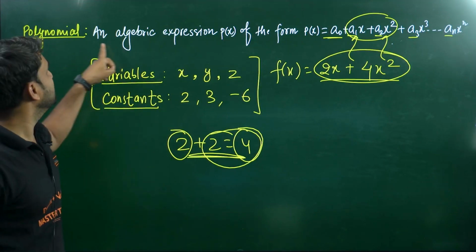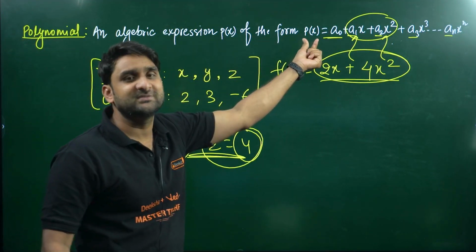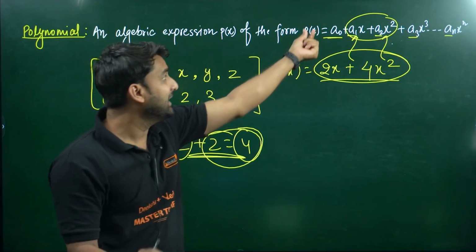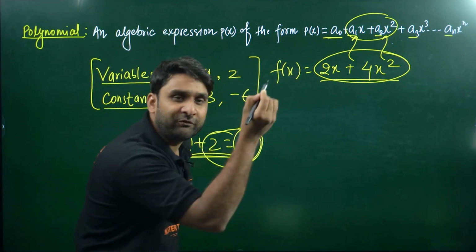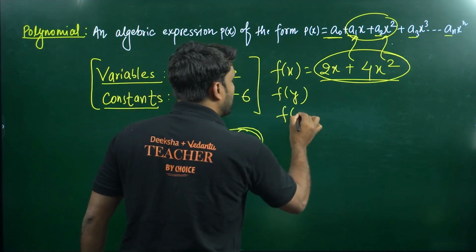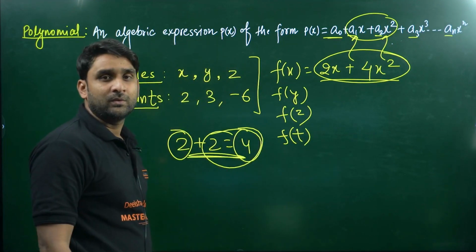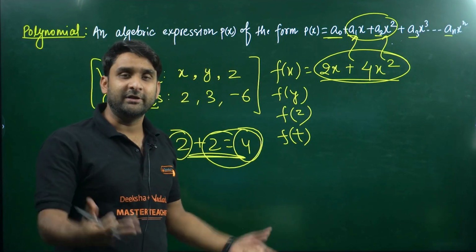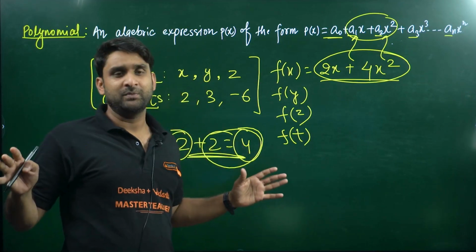So polynomial is an algebraic expression p(x) of the form, p(x) representing polynomial, p for polynomial, and x is the variable. You can also write p(y). f(x) is not fixed. You can write the polynomial in terms of y also, in terms of z also, in terms of t also. You can choose any variable, x, y, z, a, b, whatever. Are you getting my point?